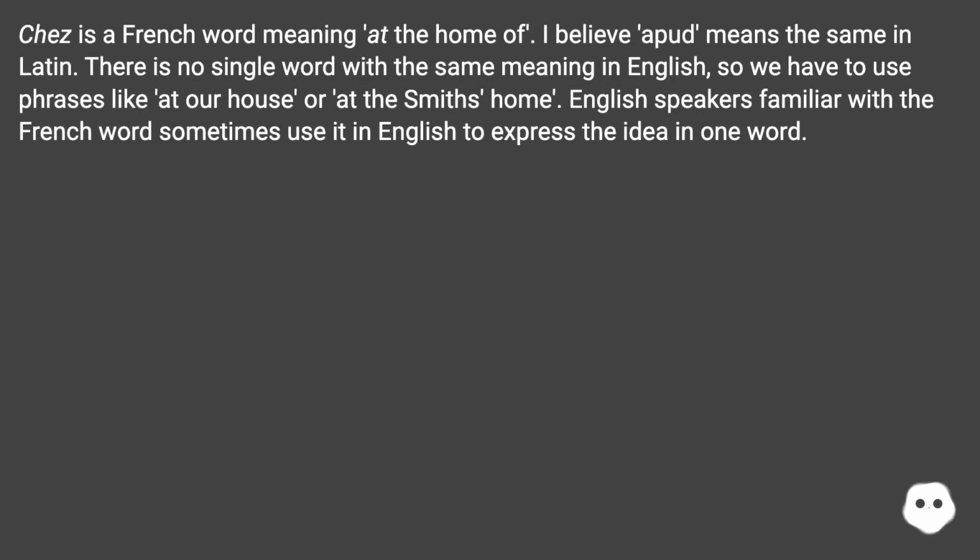Chez is a French word meaning at the home of. I believe apud means the same in Latin. There is no single word with the same meaning in English, so we have to use phrases like at our house or at the Smith's home. English speakers familiar with the French word sometimes use it in English to express the idea in one word.